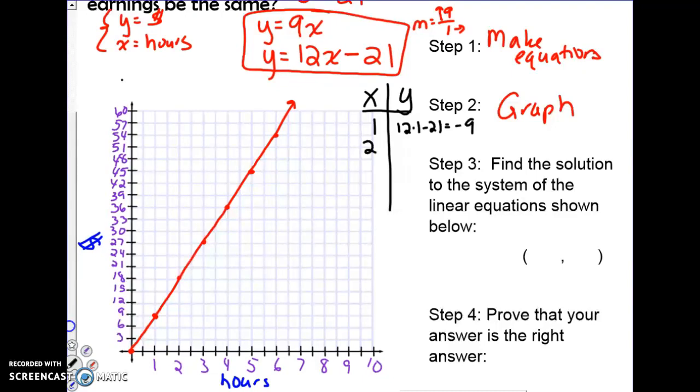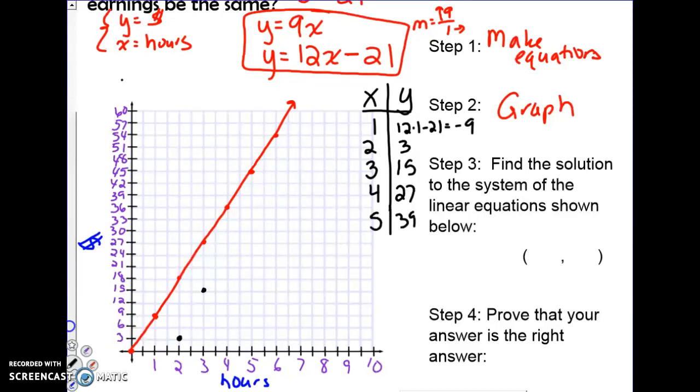If I put 2 in here, I do 12 times 2, which is 24, and then minus 21, which is 3. So this is something I can graph. So over 2 hours, up 3. All right, now I can still keep going. If I put 3 in there, 12 times 3 is 36, minus 21 is 15. So over to 3 hours, and then up to 15 on my graph. And from here, I can start using my slope if I want. I know that each one's going to jump up by, not by 4, it's going to jump up by 12 because that's the slope in my equation.